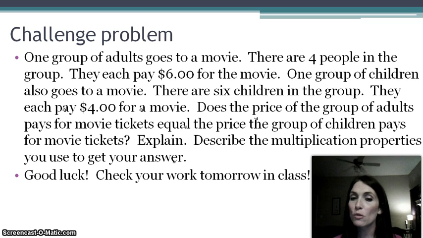And if you can get your answer without the multiplication properties, please try to go back and think of a way that you could use the multiplication properties to help you make this an even easier problem to do in your head. Please explain your work, show all your work, and be ready to talk about this in class tomorrow. Good luck, and check your work tomorrow in class to see how you did.